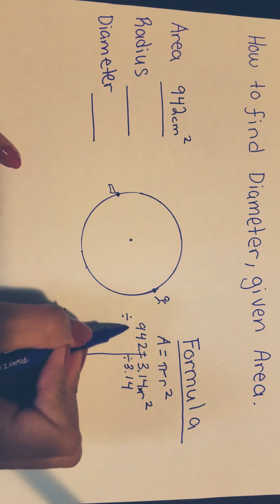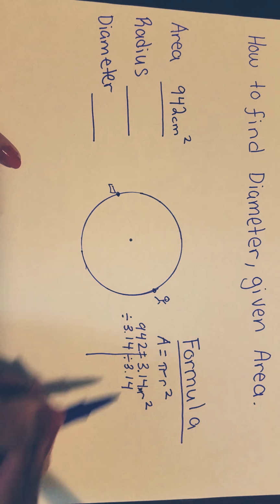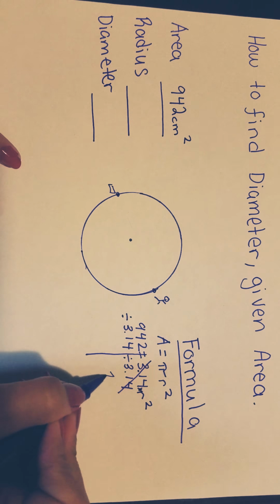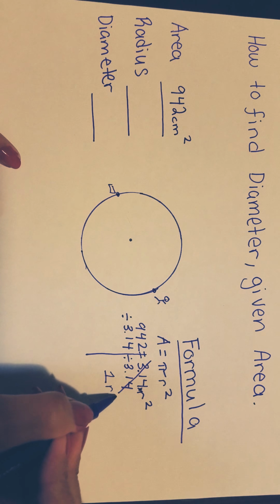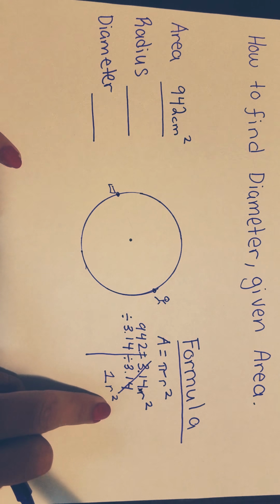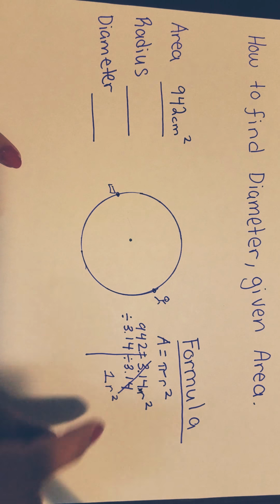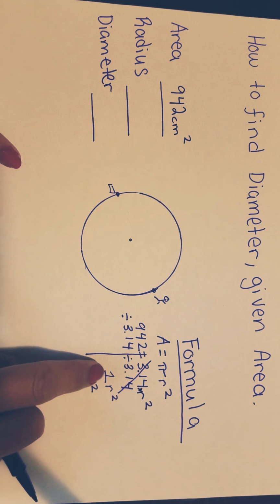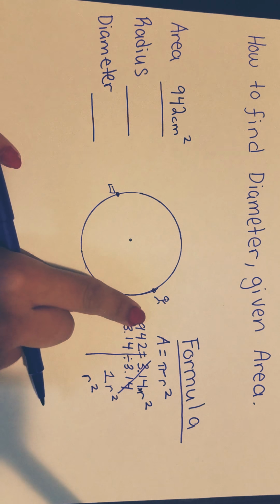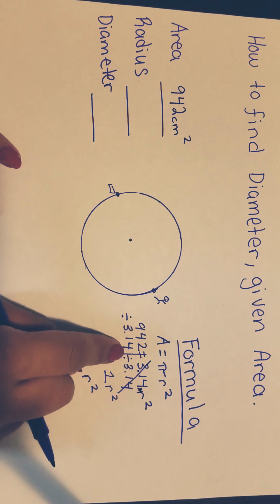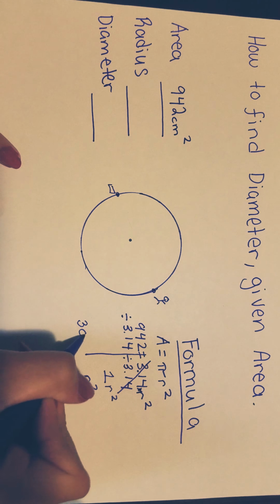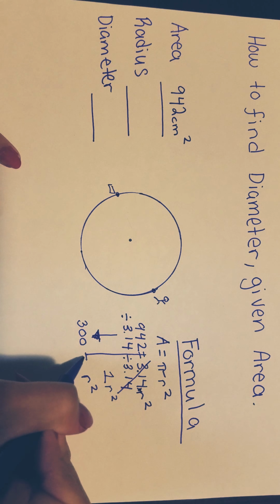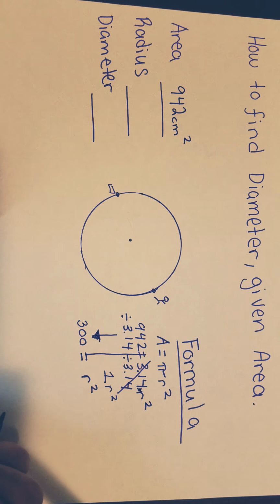So let's do the same to both sides. 3.14 divided by 3.14, that just gives you a 1. Now, if I were to bring everything else down, it'd be 1 times r squared. Remember, 1 times anything is itself. So I'm just going to keep the r squared like that. Don't necessarily need to put the 1. 942 divided by 3.14 gives you 300. So I'm just going to bring that down, put a little arrow, because you guys know I love arrows. I use them for everything.